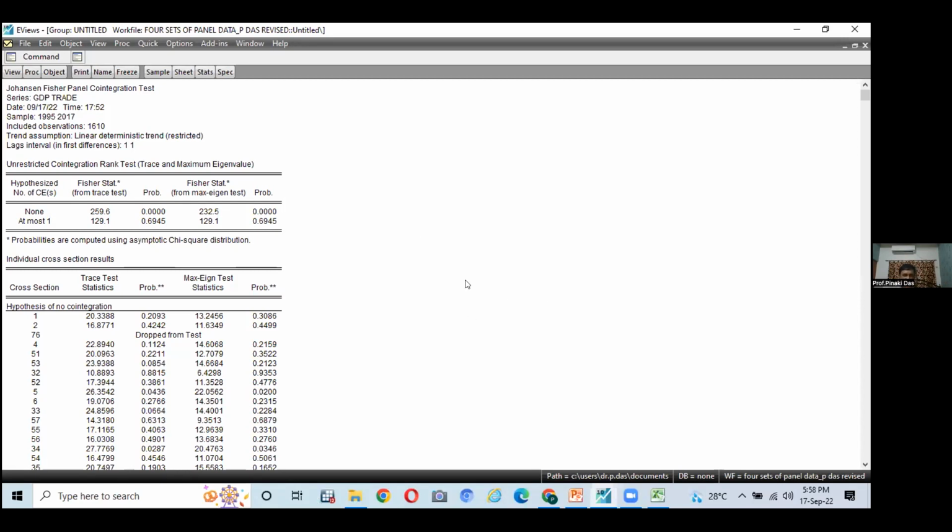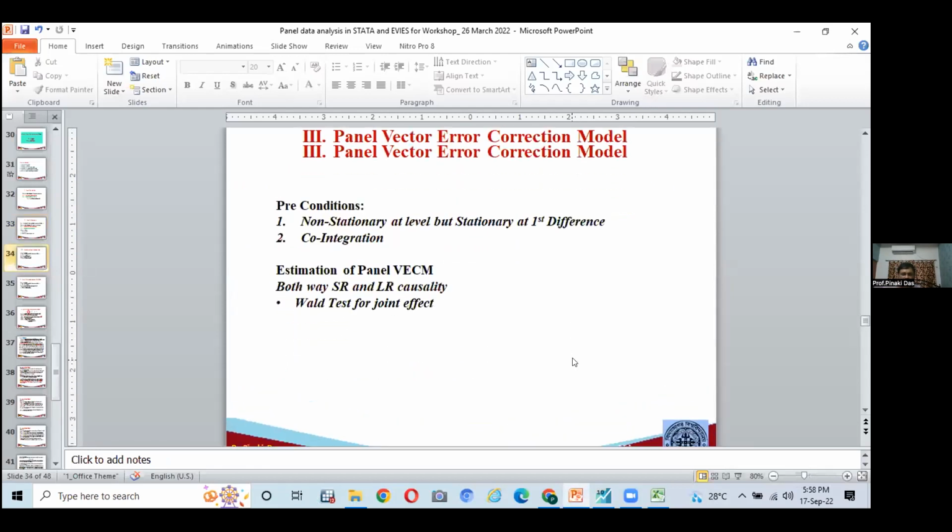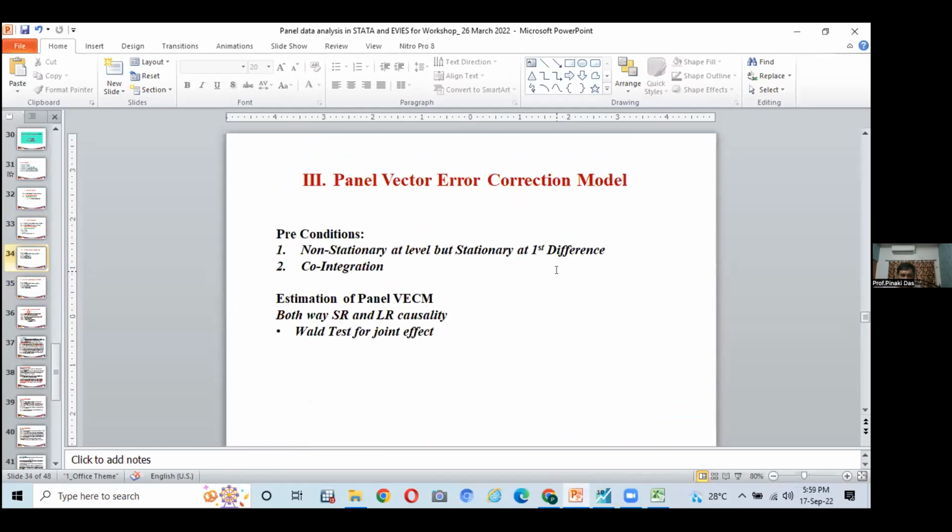Now, if you consider these two variables, GDP and trade, they are integrated at order 1, and side by side, they are also co-integrated with each other. If these two conditions are fulfilled, then only can we judge whether there is any long run association between these two variables. This long run or short run association can be judged by the two models that we specified earlier: one is the vector error correction model, VECM, and another is the vector autoregressive model.